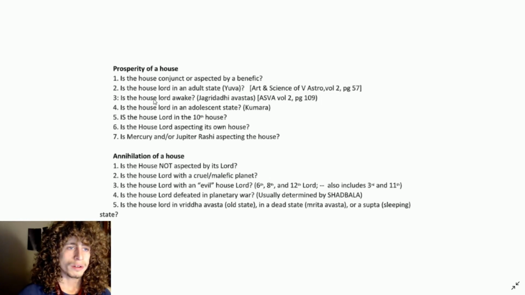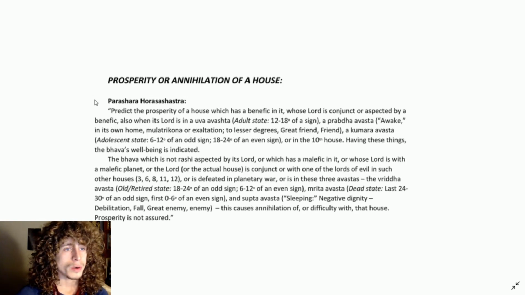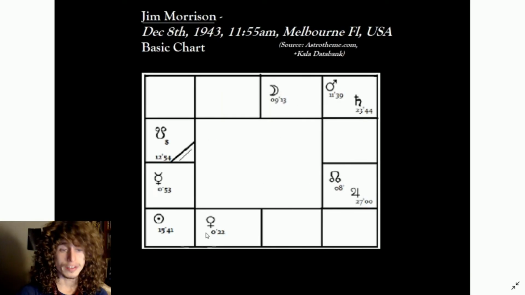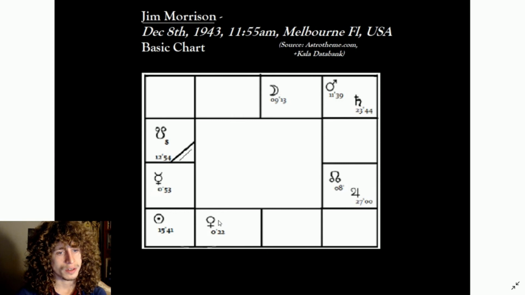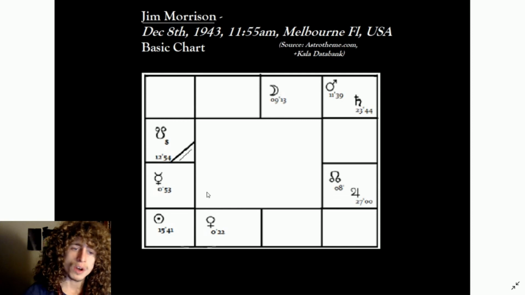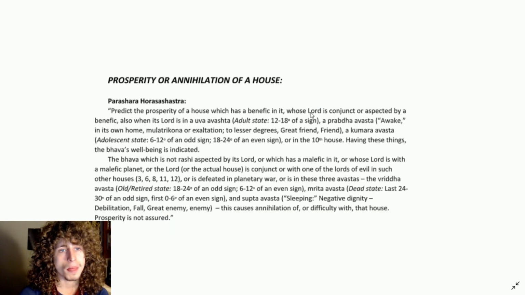Is the house lord in an adult state, Yuva? Now what's that all about? When we go to our Parashara text, we see Parashara points out that when a house lord is in Yuva Avashta, that's adult state, it's the 12 to 18 degrees of a sign. Well, Venus is not in 12 to 18 degrees of its sign of Scorpio. So we know that Venus is not in a Yuva Avashta. It is not in a Kumara Avashta either.